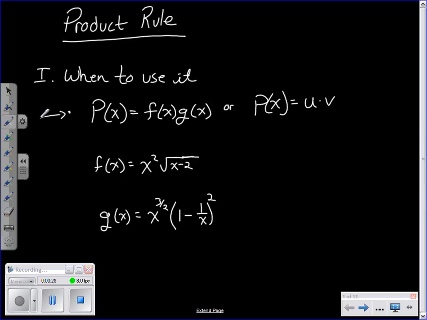So some specific cases that aren't arbitrary, maybe you're given something like the function f of x equals x squared times the square root of x minus 2, where in this case we have a function multiplied by another function. And again, g of x equals x to the 3 halves times the quantity 1 minus 1 over x quantity squared. So you have a function multiplied by another function. To find the derivative, you're going to have to use something called product rule.